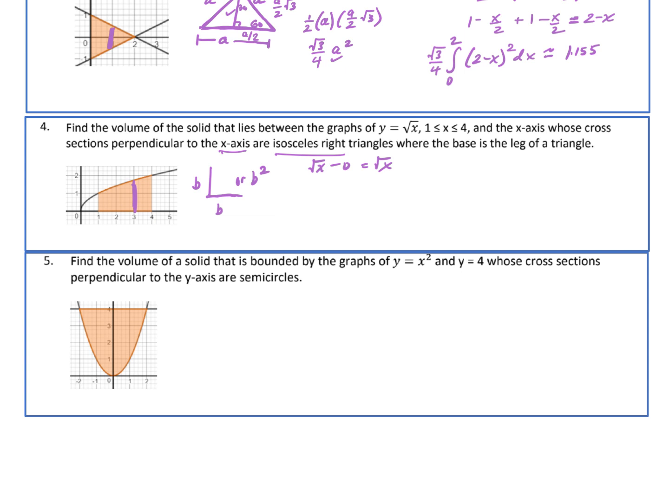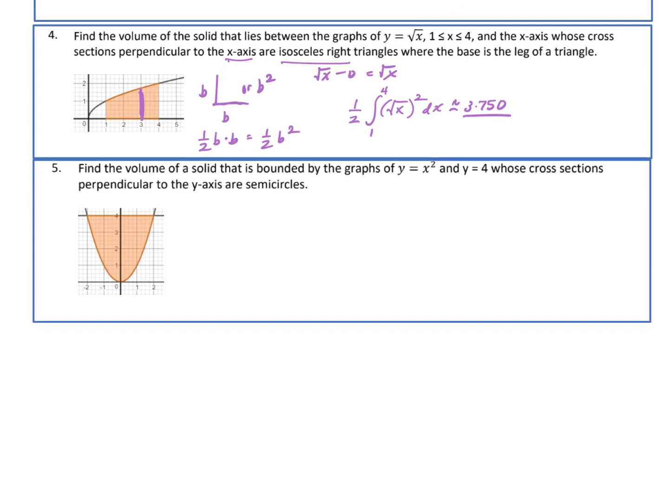So again, the formula for a triangle is 1/2 the base times the height, but for isosceles, the base and the height are the same. So it's 1/2 base squared. So we're going to say 1/2 integrate from 1 to 4, and then it's going to be root x squared dx. And again, you can put this in the calculator, but you're going to get, let's see, I believe it is 3.750. Like that. Okay.